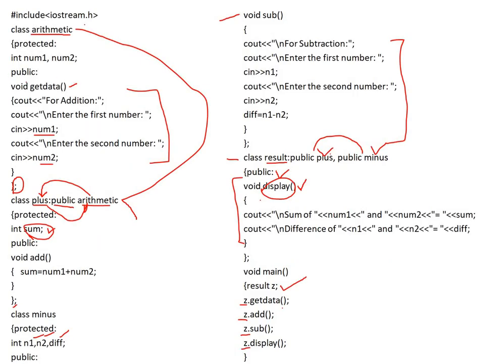After execution of this member function, what happens? Immediately execution control goes back to the main function to execute the next statement, that is after z.getData. What is the next statement after the z.getData? z.add. Here z object invokes the public member function add.